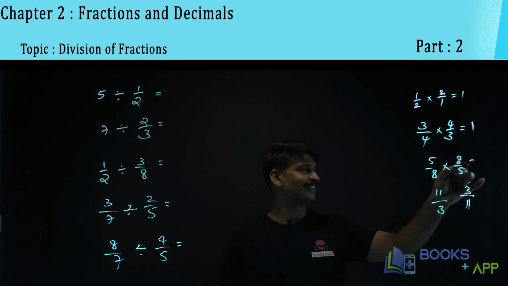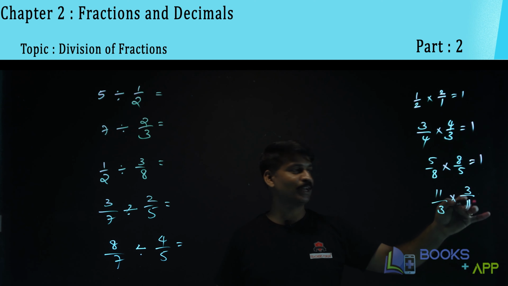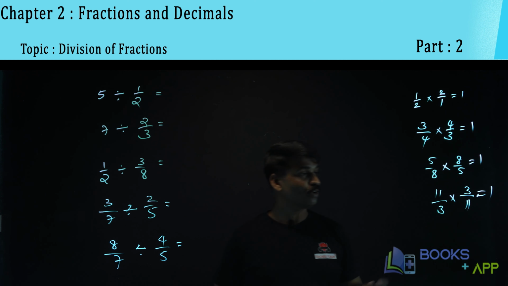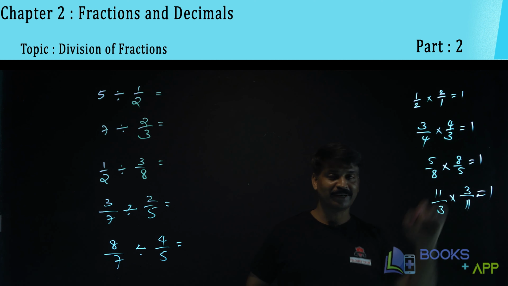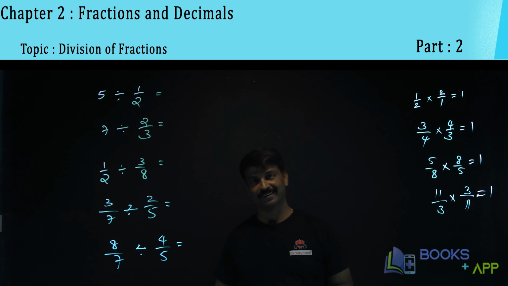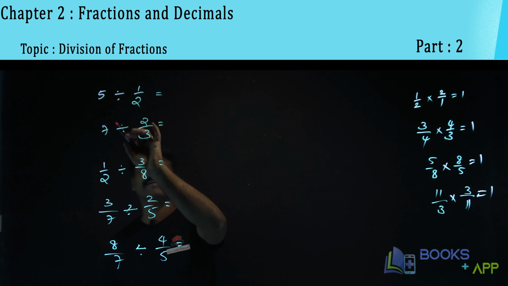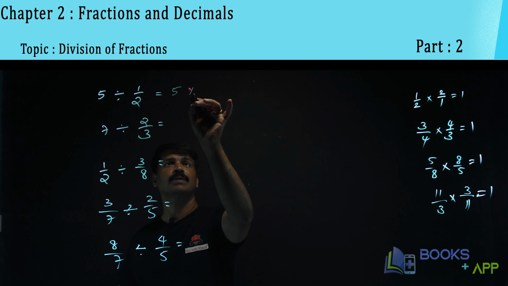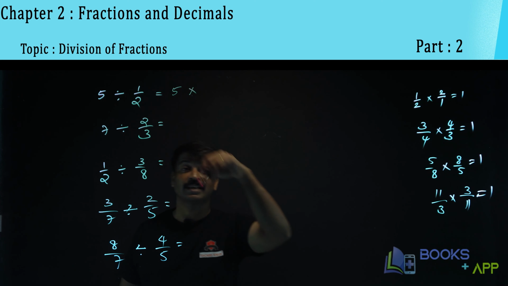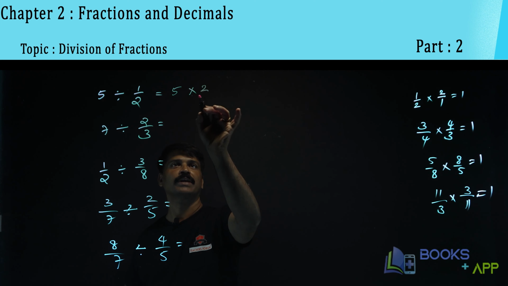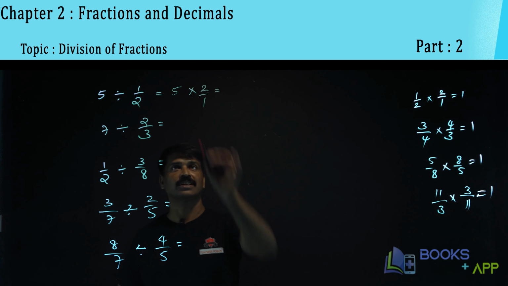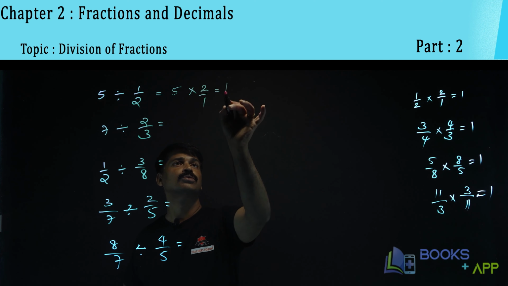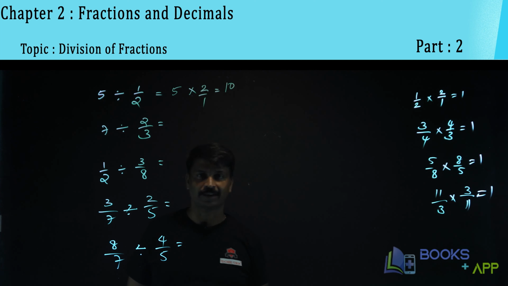What is 5 by 8 into 8 by 5? 1. What is 11 by 3 into 3 by 11? Yes, that is 1. So the reciprocal of 11 by 3 is 3 by 11, so that when you multiply, you should get 1. Okay, so you understood what the reciprocal is. Now, when you divide 5 by 1 by 2, instead of division, what can you do? You can multiply. But you should take the reciprocal of 1 by 2, that is 2 by 1. So what is the answer? 5 into 2, 10. 10 by 1, that is 10 itself.